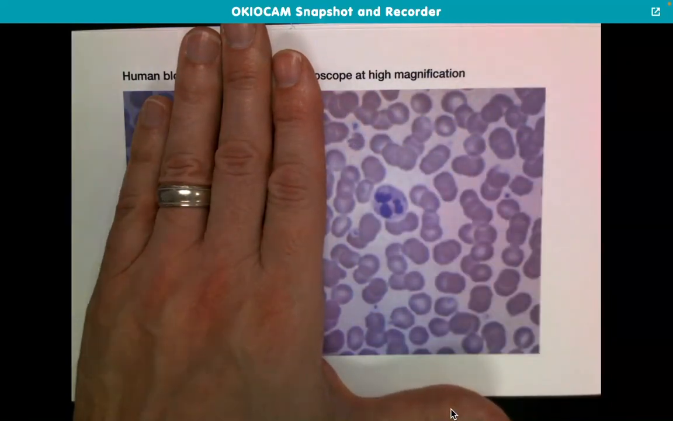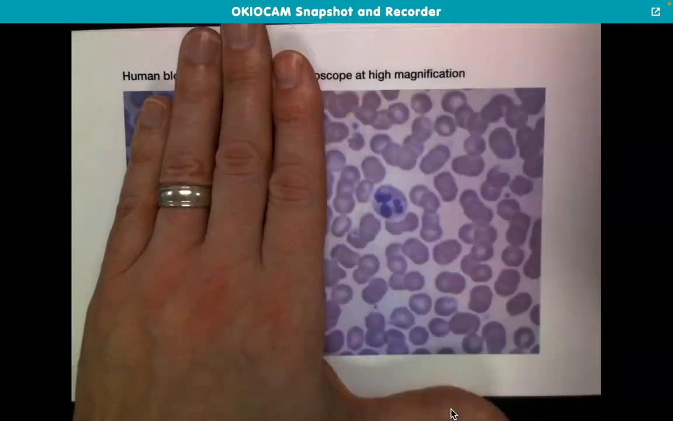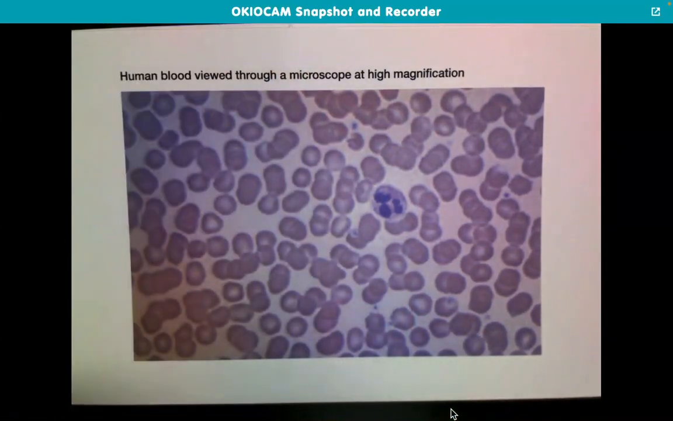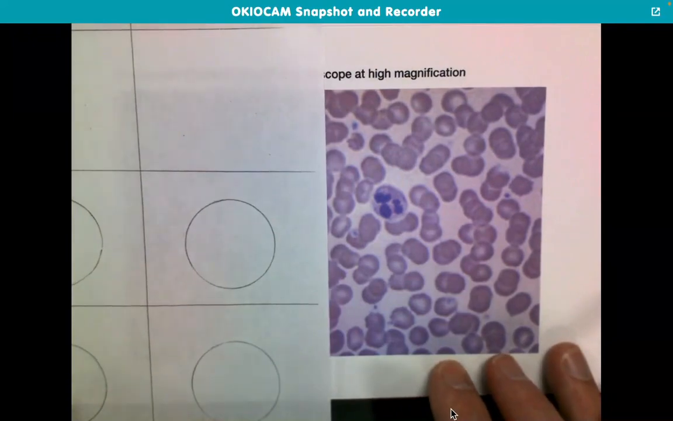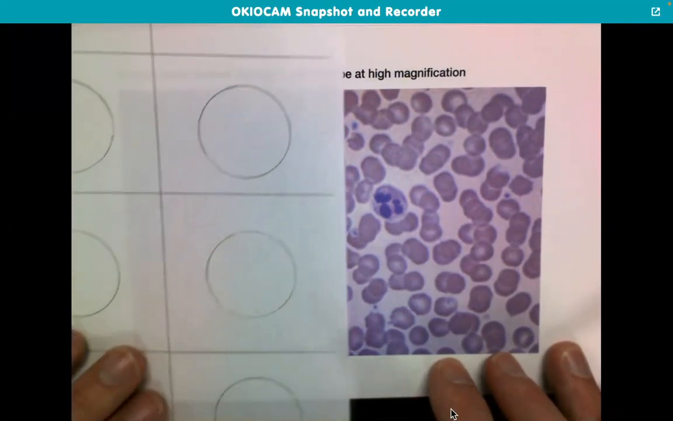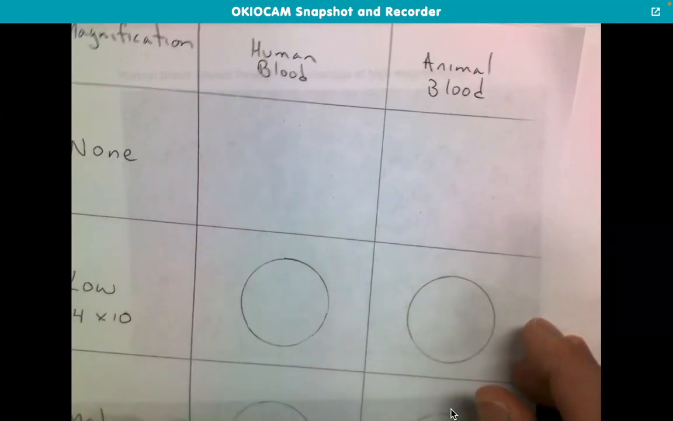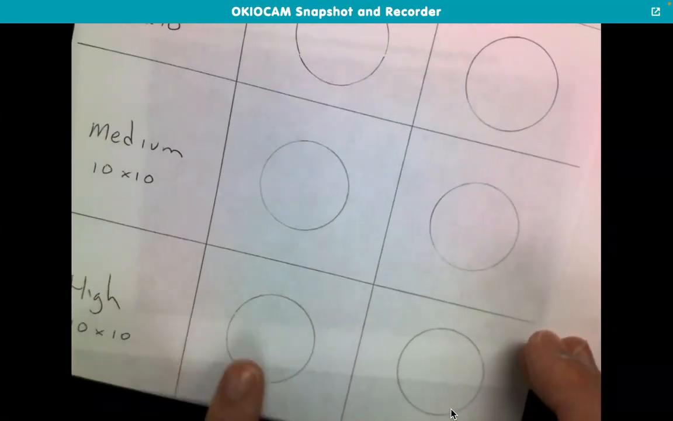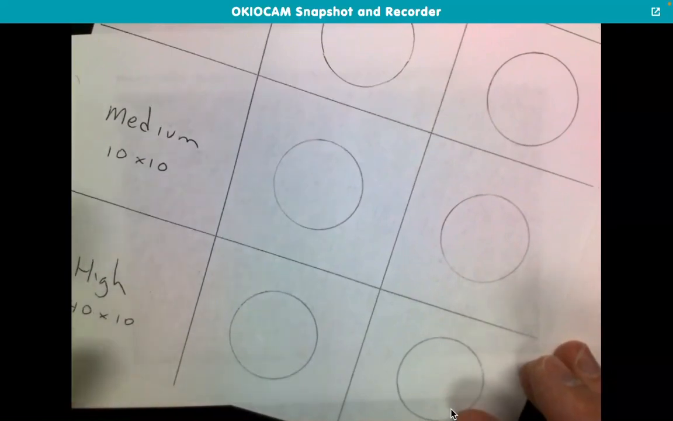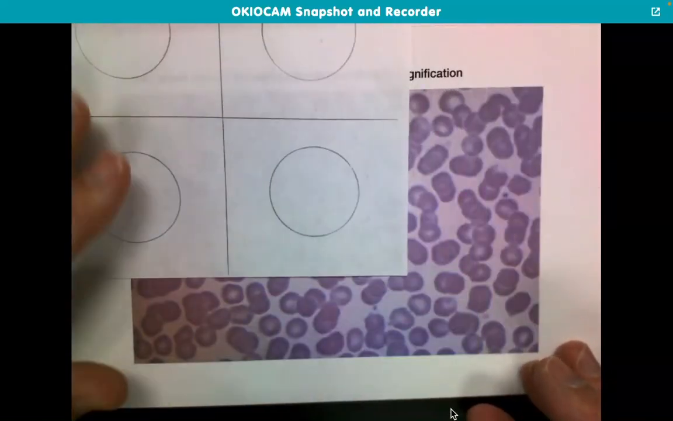So what we'll say is that half of this diagram, this half here, will be our circles. Okay, so we're just going to agree on that. So we'll always be working off the right half here. So I'm going to cover up the left half. And we want to be in the human blood column. We're going to start at the bottom at high power. Okay, so I'm going to start down there.